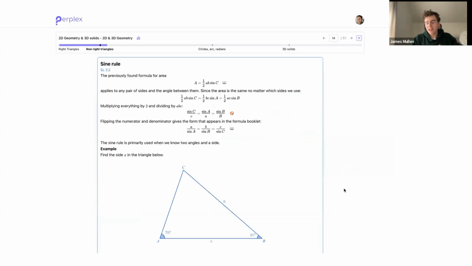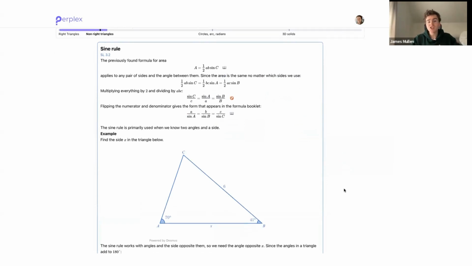Next, let's talk about the sine rule. Okay, and the sine rule is actually a consequence of the rule that we just derived. And I'm going to show you that briefly for your own understanding. We know that the area is half AB sine C, okay? But that works for any two sides and the angle between them. So I could write AC sine B or BC sine A, and that would all work. So I can write all of these. It's just the half of the side lengths multiplied together, multiplied by the angle between them. And it doesn't matter which angle or two sides you pick.